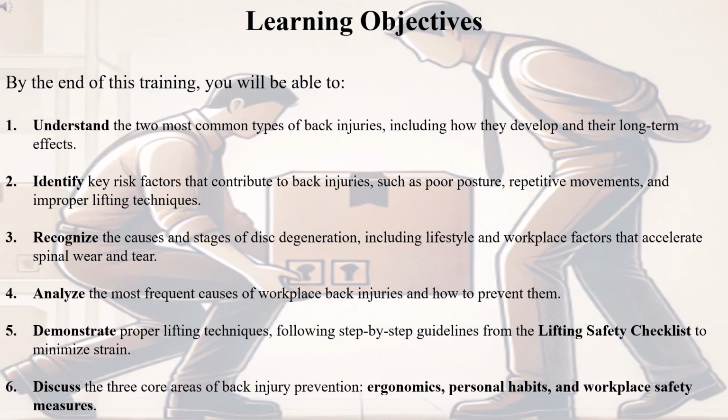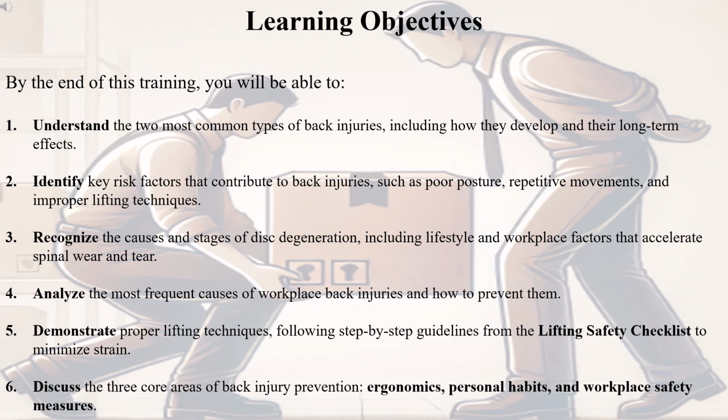By the end of this training, you'll be able to understand the two most common types of back injuries, including how they develop and their long-term effects. Identify key risk factors that contribute to back injuries, such as poor posture, repetitive movements, and improper lifting techniques. Recognize the causes and stages of disc degeneration, including lifestyle and workplace factors that accelerate spinal wear and tear.